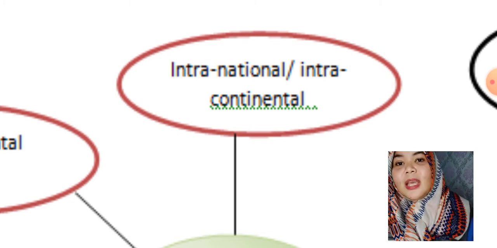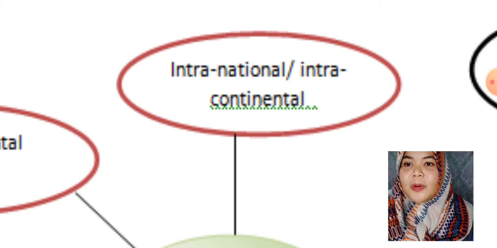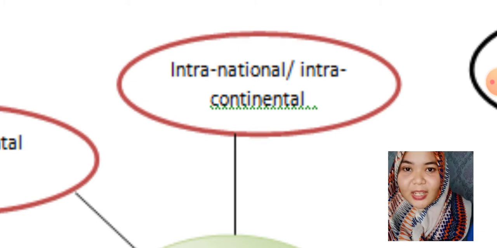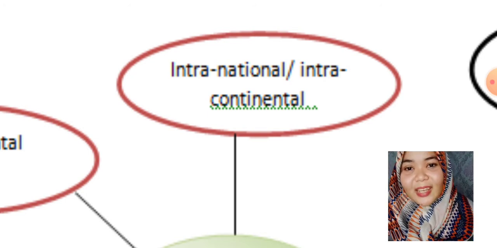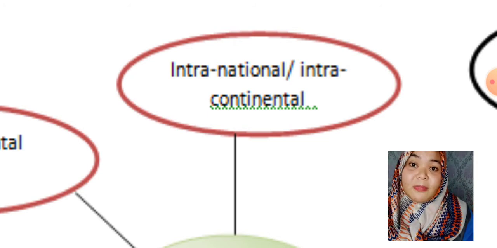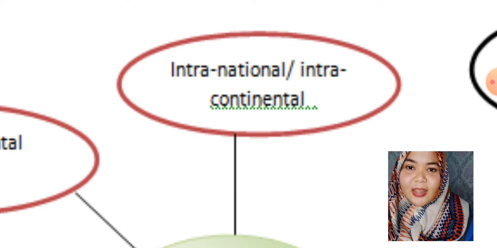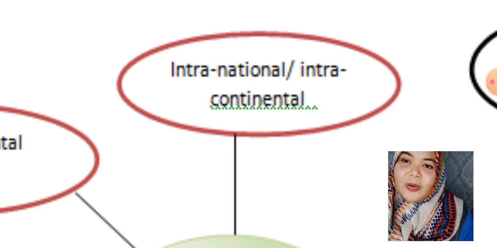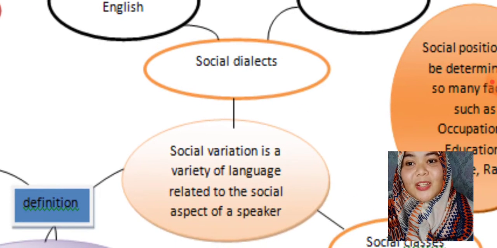For example, they are speaking English, but they are using a different type of English, for example American English, British English, or Australian English. When they are using that language, they will show an indication as a person from a country. So that is what we call intranational or intercontinental variation. Now let's go to the social variation.